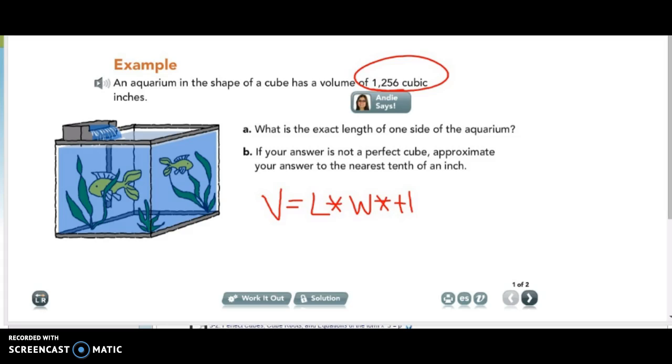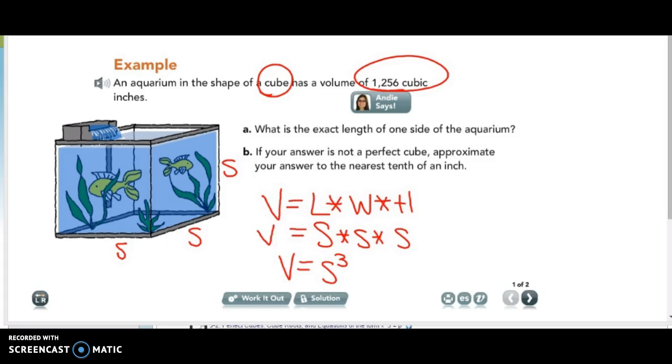As we're looking at this, this is a cube. A cube is like a square. So the side lengths are all going to be the same on it, no matter where it's at. So length and width and height are all the same side length, and that is going to equal our volume. So our volume equals the side length cubed. Knowing that volume equals side length cubed, we're going to take this 1,256 and we're going to plug it in for volume, and we're going to say that equals side length cubed.